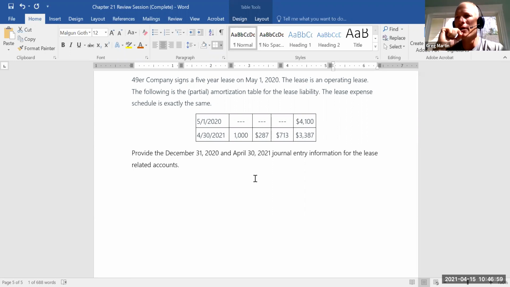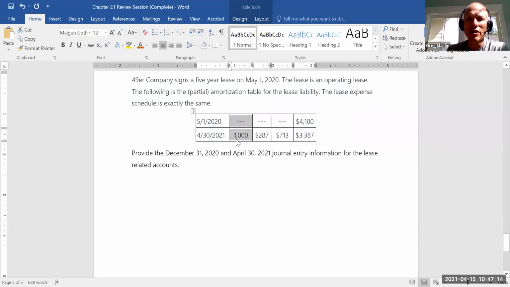Now, if the payments happen at the end of each period, the lease liability amortization table and the lease expense schedule are identical. What that means is this $1,000 right here is the payment and also the lease expense as of that date. That's the payment that will occur on 4/30, and it's also the lease expense that will be incurred over the 12 months ending 4/30/2021.